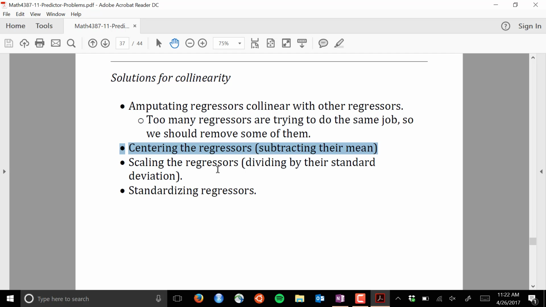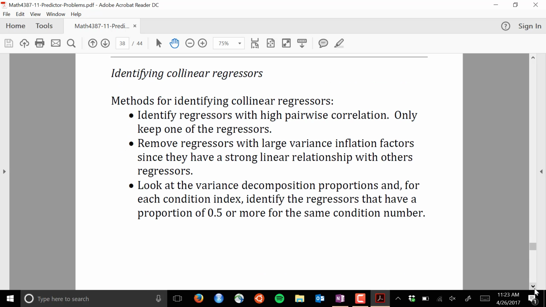Similar to that, we can scale our regressors, which is dividing by the standard deviation of each regressor. And then standardizing a regressor is both centering and scaling the regressor. So we subtract off the mean of each regressor, and we divide by the standard deviation so that the standard deviation of the regressor is now equal to 1. So those are some simple solutions for collinearity. Another one you may have heard of is the lasso method, which actually shrinks the regressor. The book does talk about this, but it's not something we're going to cover in this course. We're covering the most basic methods for solving the problem of collinearity.